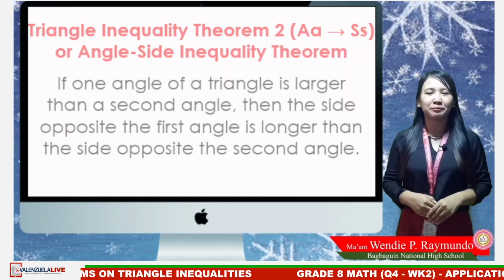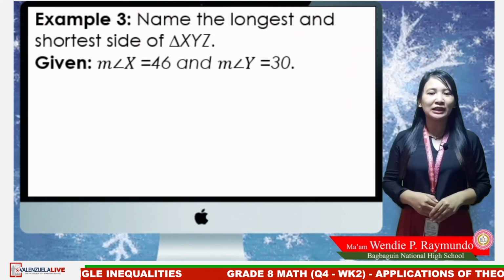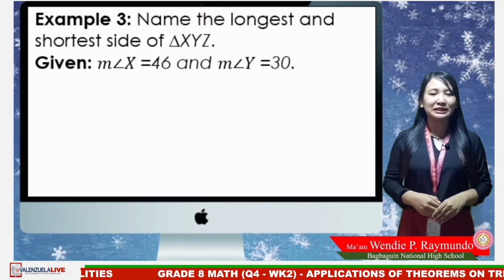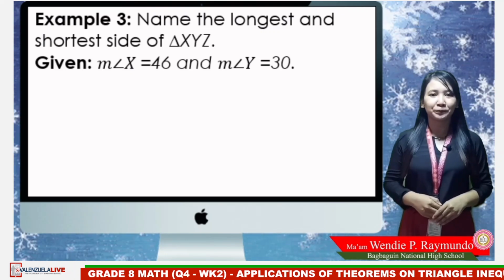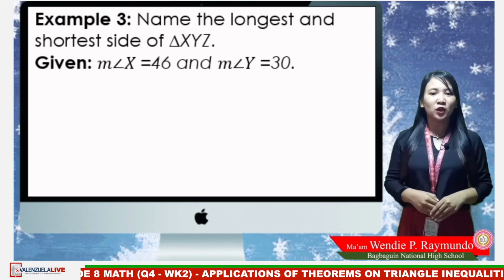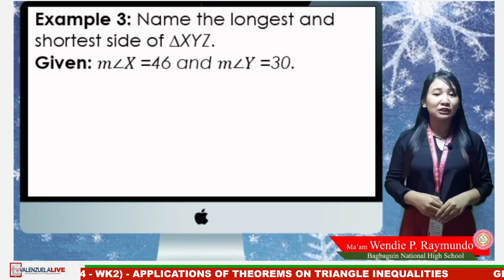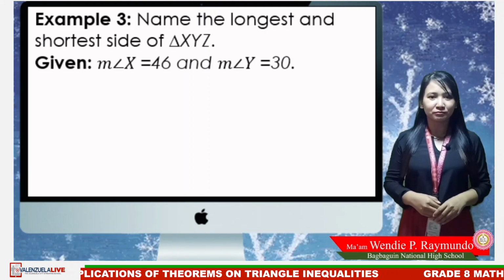Example number 3. Name the longest and shortest side of triangle XYZ. Given, the measure of angle X is equal to 46 and the measure of angle Y is 30. In order to name the longest and shortest, we need to solve for the other angle of triangle XYZ, which is angle Z.